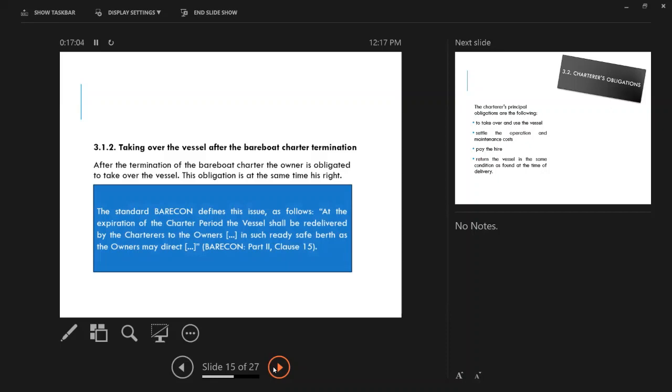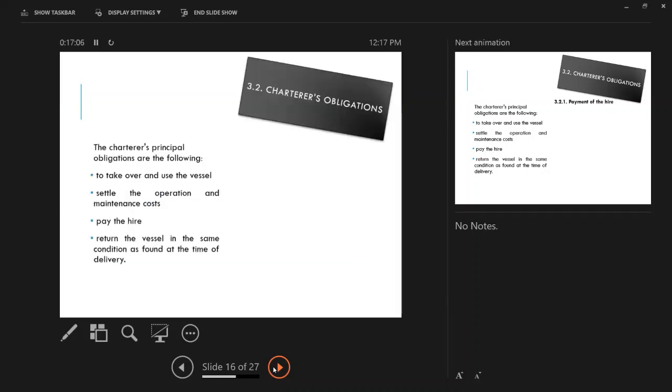On the other side, of course, the charterer has so many obligations. For example, let's see some principles, some fundamental obligations. So the charterer's principal obligations are the following: to take over and to use the vessel, then to settle the operation and maintenance costs, of course to pay the hire, of course to return the vessel in the same condition as it was found at the time of delivery. So maybe this one, payment of hire, is the most interesting one.